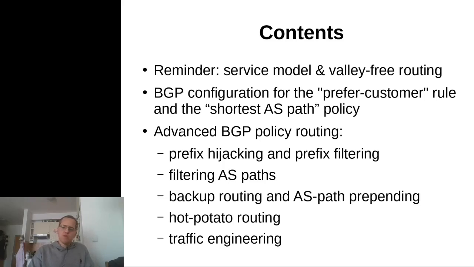And the second part of the lecture will be devoted to discussing further advanced BGP policy routing issues. Namely, we are going to discuss prefix hijacking and the ways to remedy or to mitigate prefix hijacking attacks, how to configure prefix filtering rules in BGP routers, filtering AS level paths, backup routing and AS path prepending, hot potato routing and traffic engineering.